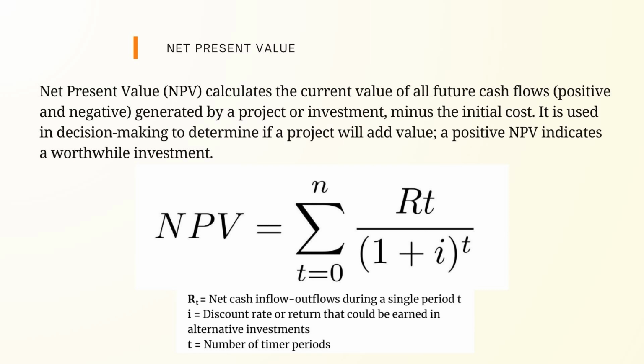So what is a net present value? Net present value, NPV, calculates the current value of all future cash flows, both positive and negative, generated by a project or investment, minus the initial cost. It is used in decision-making to determine if a project will add value. A positive NPV indicates a worthwhile investment, while a negative NPV value might be an indication that the project will not result in a net return.